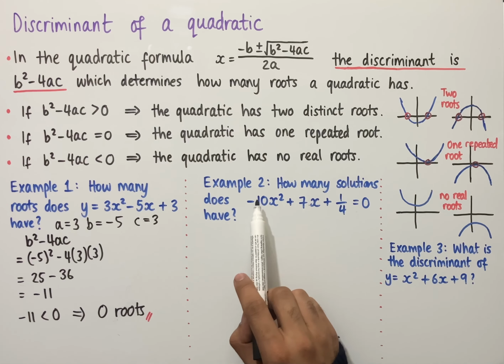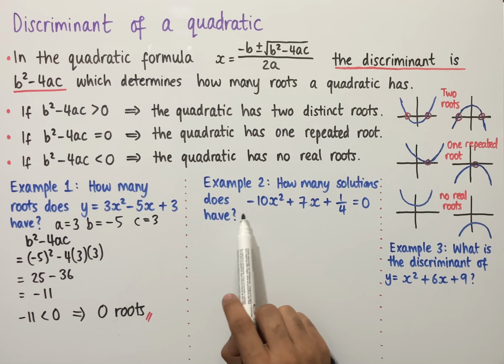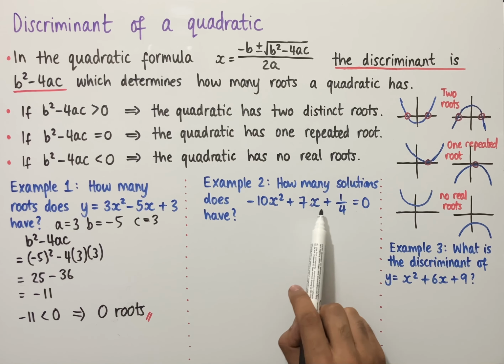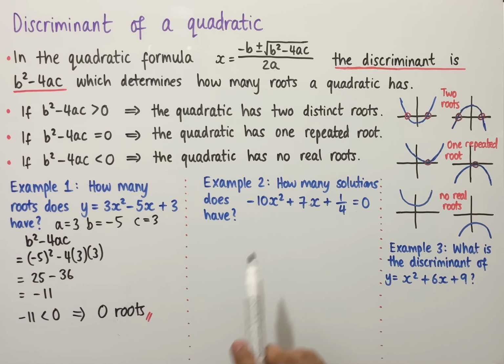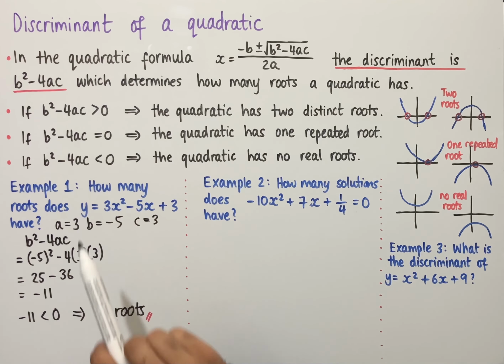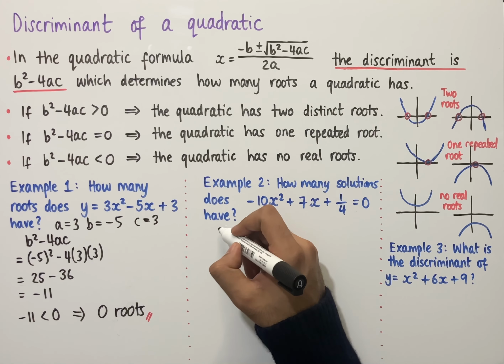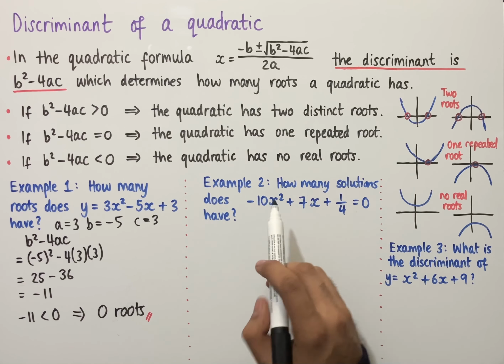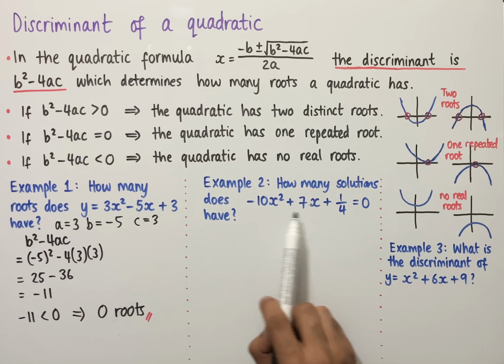Let's look at the second example, which says, how many solutions does minus 10x squared plus 7x plus a quarter equal to 0 have? So in this case, we have a quadratic that equals 0, so we can use the discriminant to identify how many roots, or solutions in this case, the quadratic has. So using b squared minus 4ac, first we should think about the coefficients of the terms here.